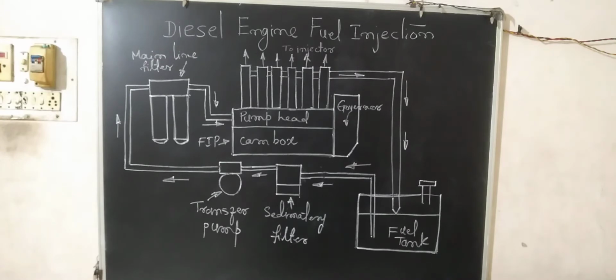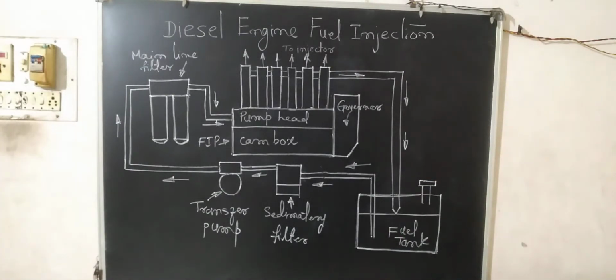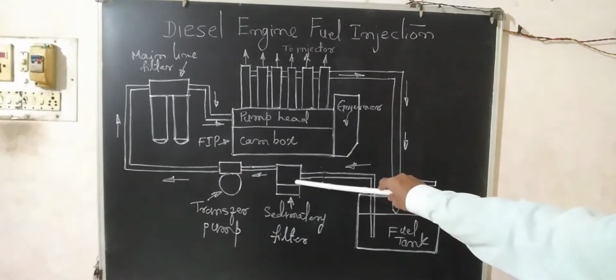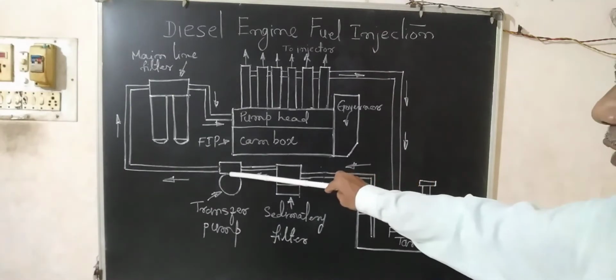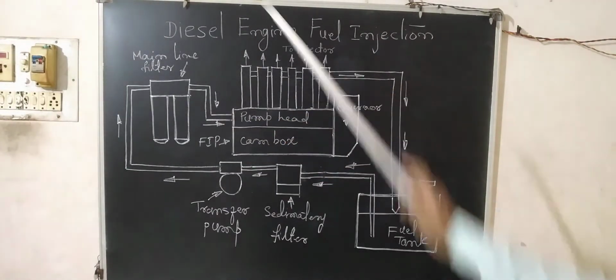So only air is compressed in the compression stroke. So diesel has to be injected at the right interval of time. For that sake, these are the major components which are part of the diesel engine fuel injection system. There is a tank, there is a sedimentary fuel filter, and there is a transfer pump and main filter, and this is the fuel injection pump.